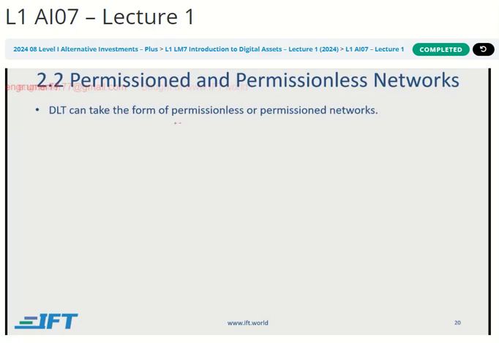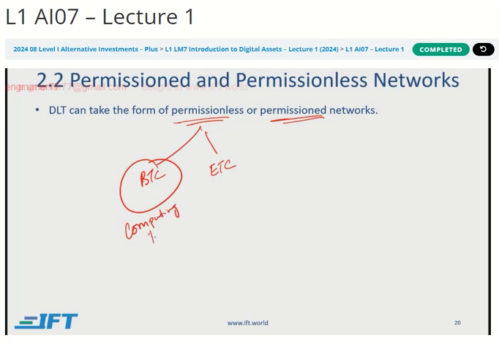Right, now let's get into permissionless and permissioned networks. Both Ethereum and Bitcoin are permissionless. Which means anybody with computing power can become a Bitcoin node, or anybody with money can become an Ethereum node, right? So just bring coins and you are on board. No need to take permission from anyone.